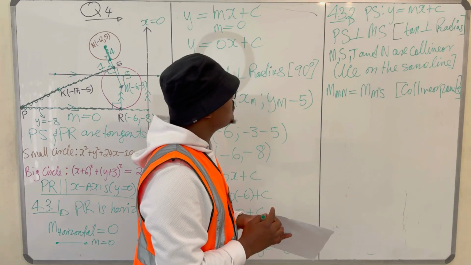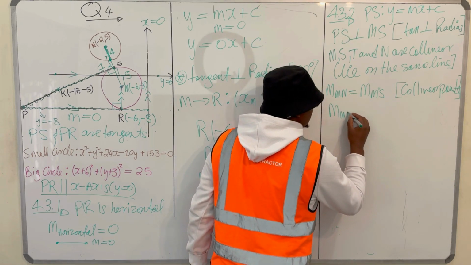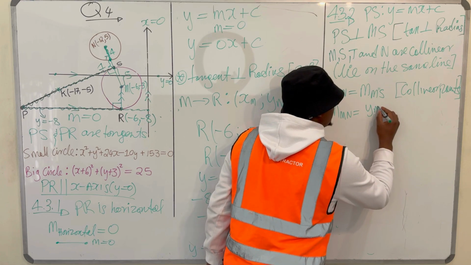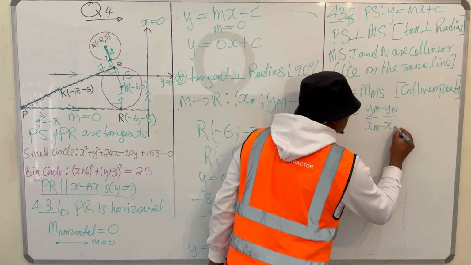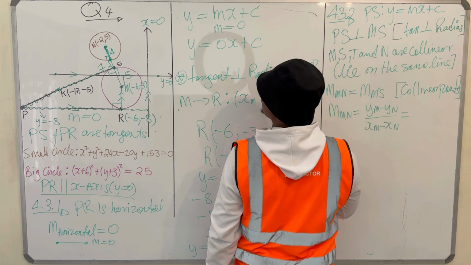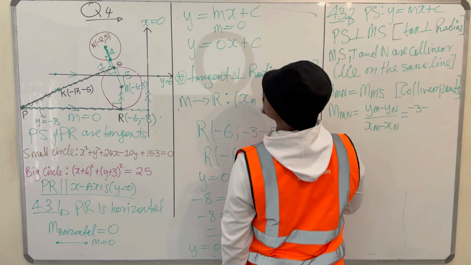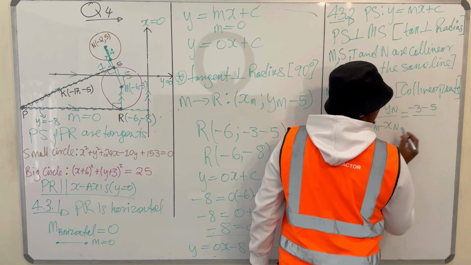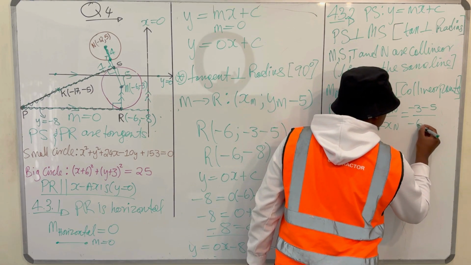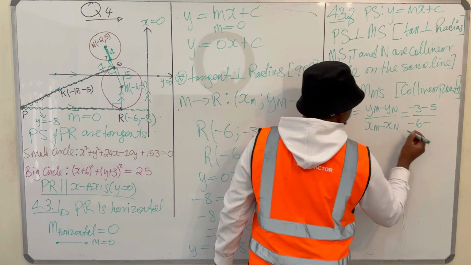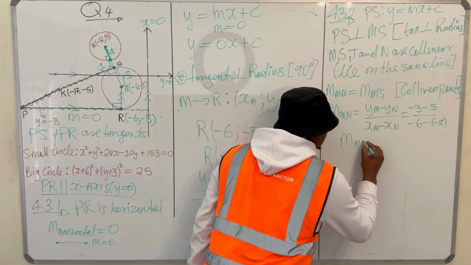So let's do that. Let's find the gradient of MN. The gradient of MN is equal to y of m minus y of n, all over x of m minus x of n. What is y of m? Y of m is -3. Minus, what is y of n? Y of n is 5. All divided by x of m. What is x of m? X of m is -6. Minus x of n, which is -12.